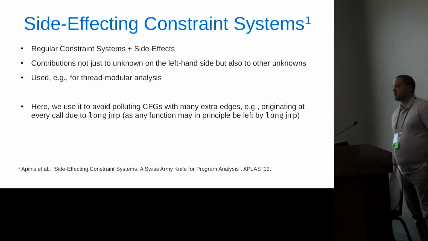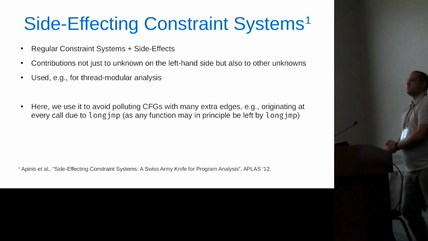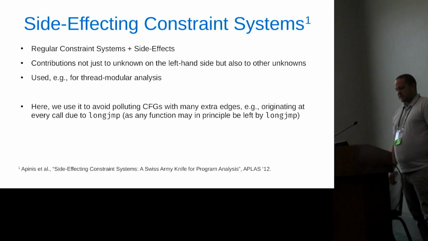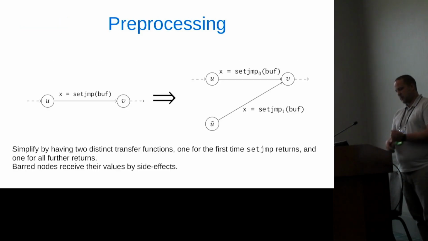The reason why we think it's a good fit here is that we use it to avoid polluting the CFG with many extra edges. Because if you want to consider all of these cases where you could do a long jump to somewhere, then you would have to introduce a very high amount of edges into the CFG, because basically every function that you call could be left by means of a long jump that is somewhere down the call stack. So this is a very nice formalism to avoid this pollution.